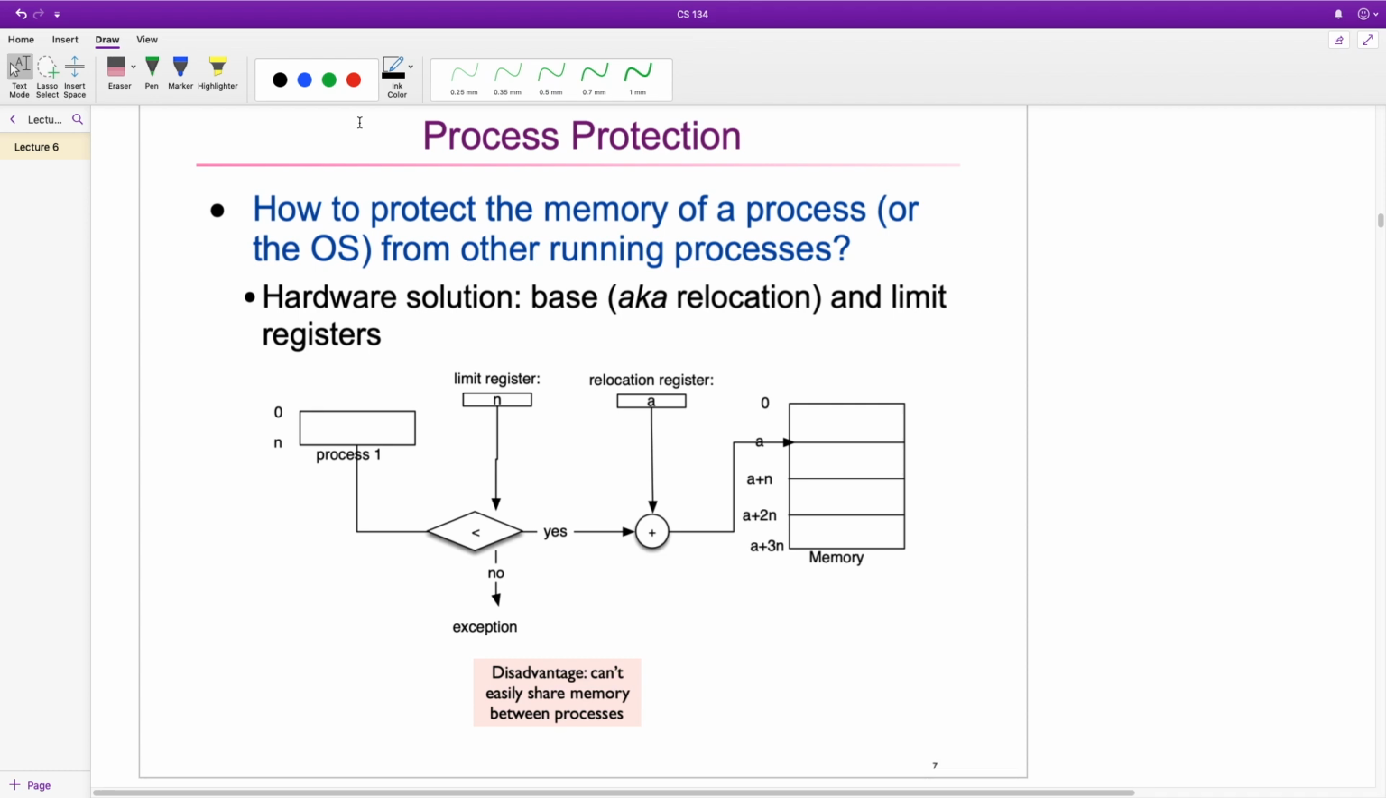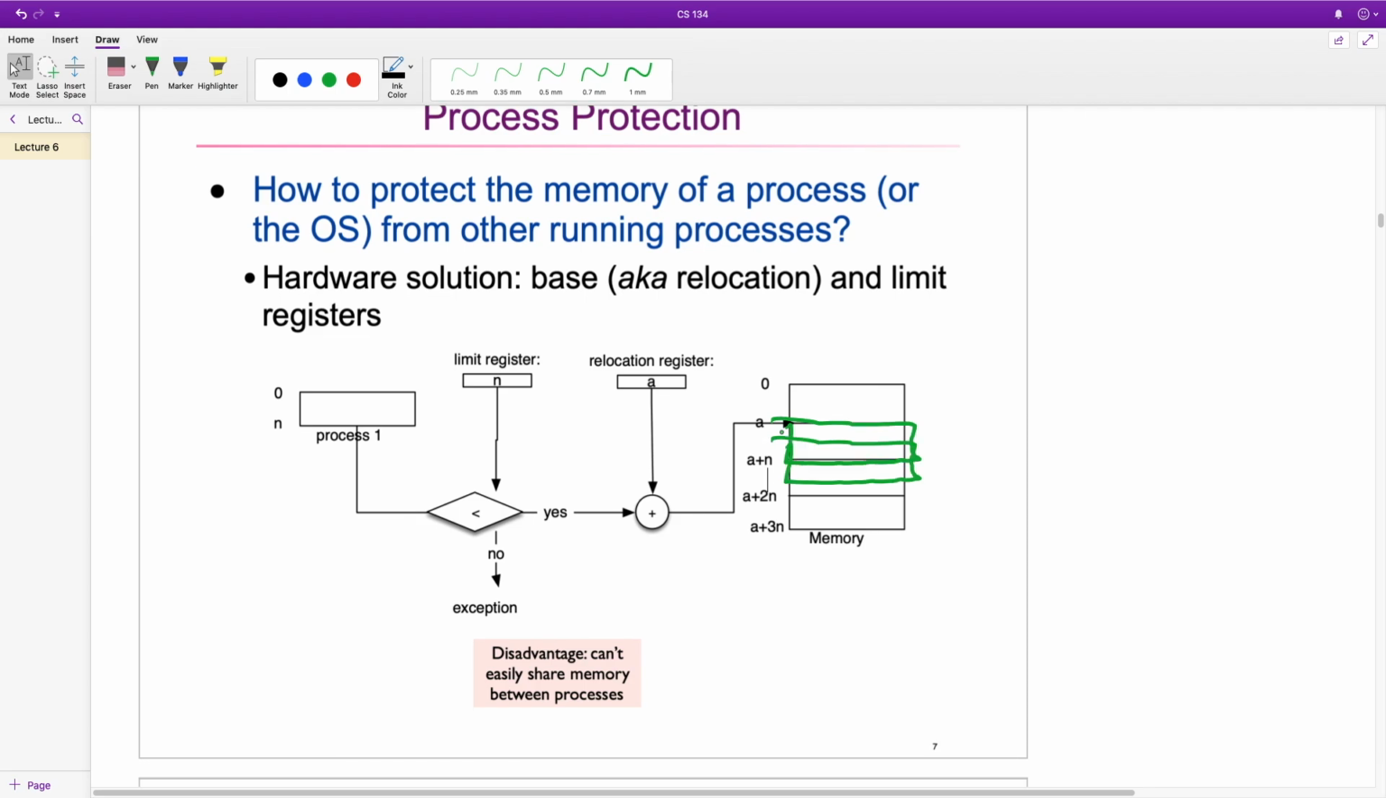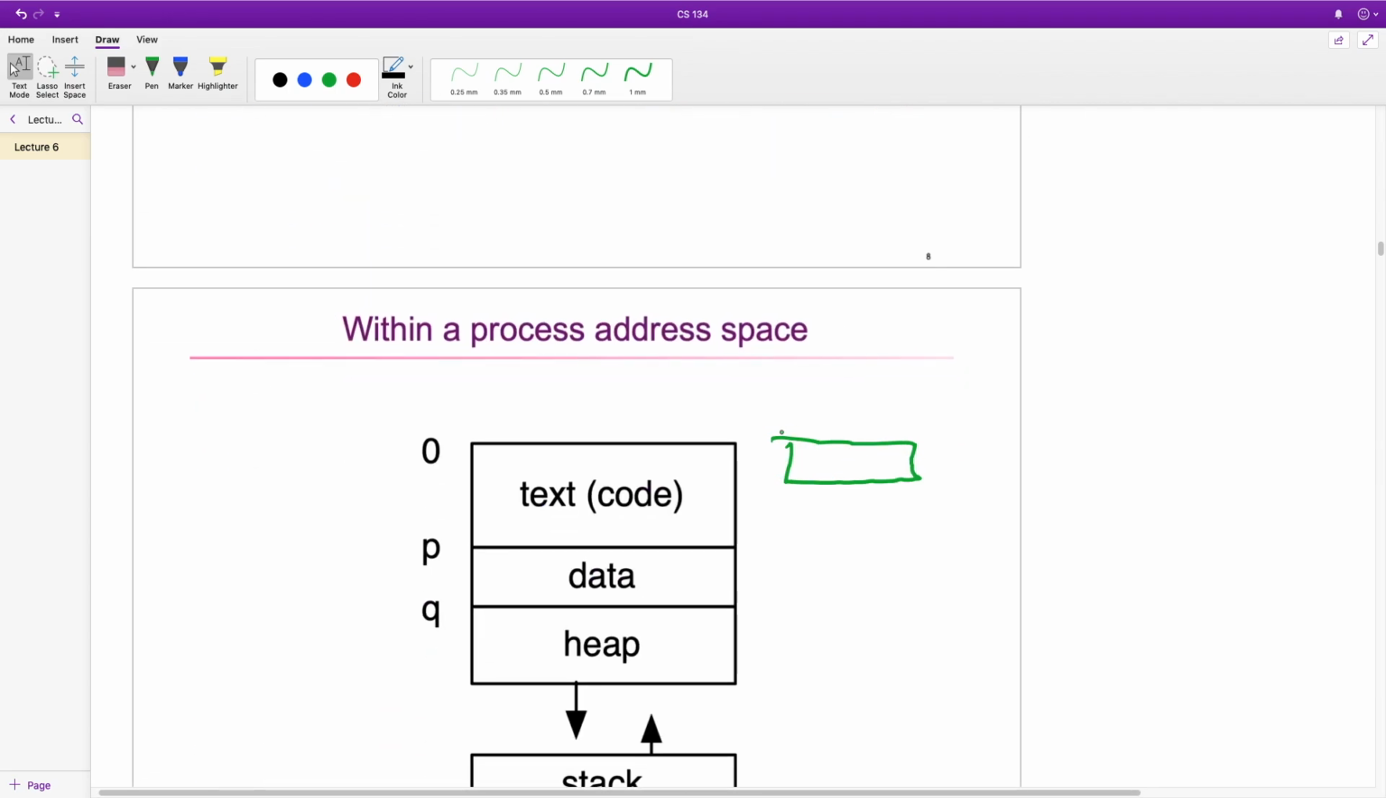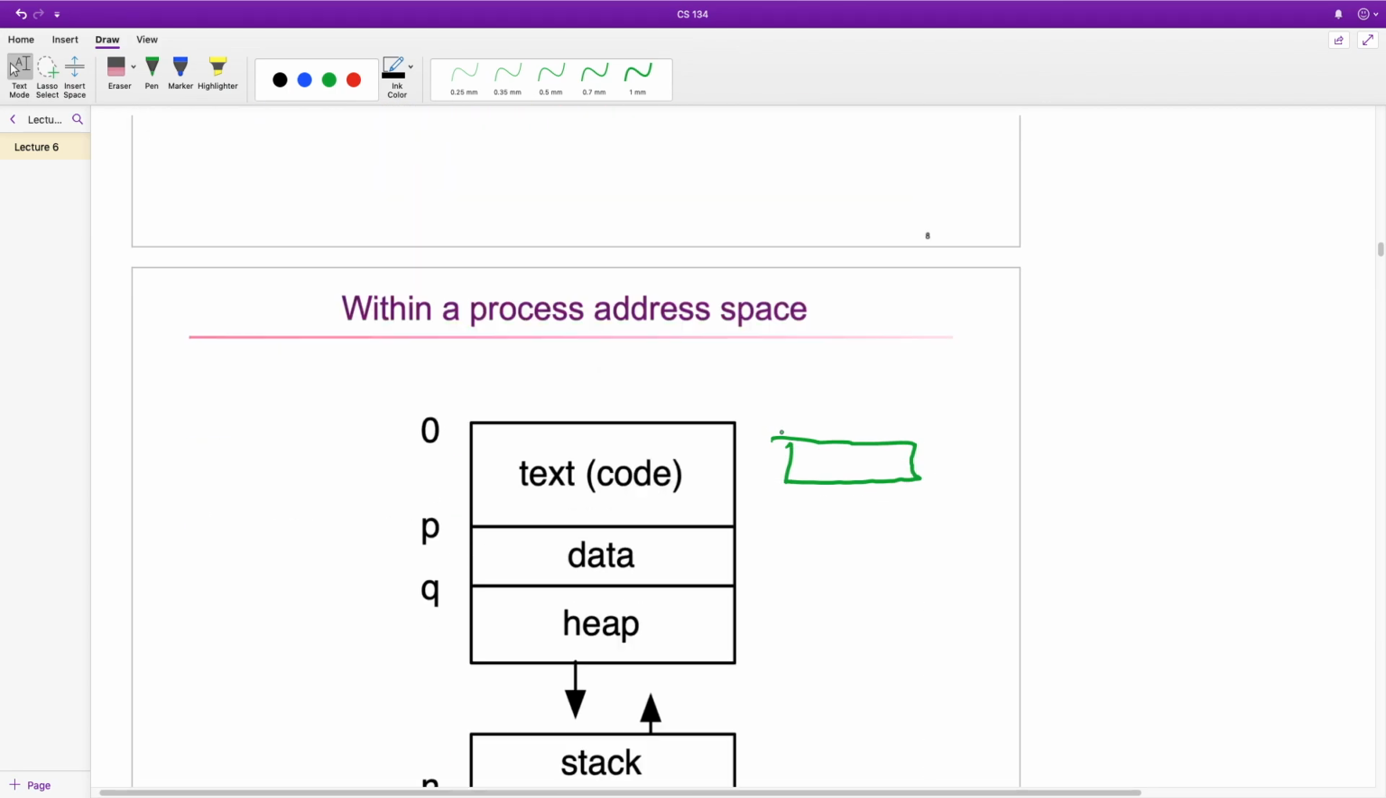How does this solve the external fragmentation problem? In this case, this addresses neither the external nor internal fragmentation problem exactly. What it would allow us to do, so let's talk about the, do I have it here? Yeah, we'll get to that in just a moment.